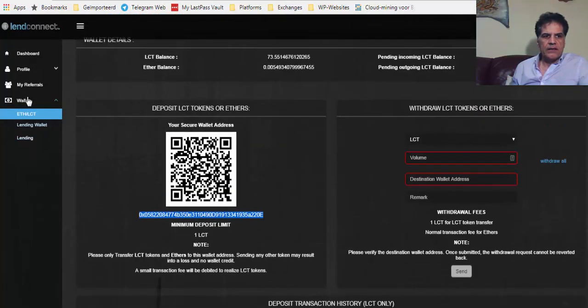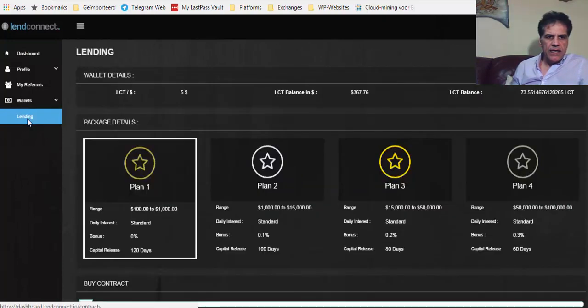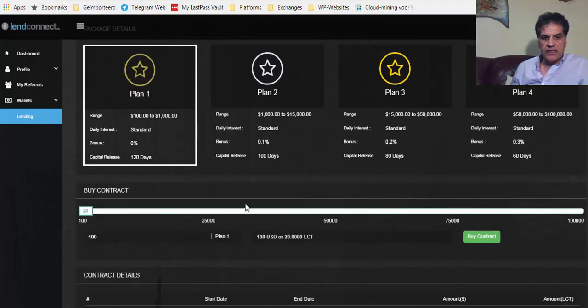Okay, let me go to the dashboard. Then you have it here. When you have your tokens here, then you go to the lending, and depending on how many tokens you have, you multiply by 5. Let's say you have 1,000. In this case, you had 999 because one was the withdrawal fee.